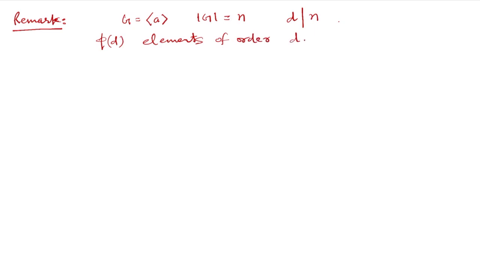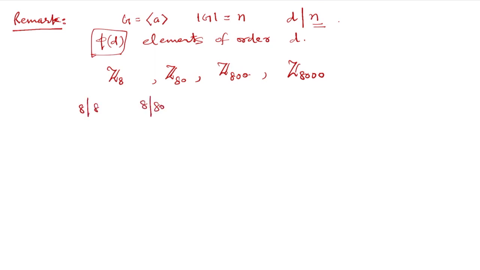But do remember that this phi(D) number of elements of order D depends only on D and not on the number n. For example, consider these groups: Z8, cyclic group of order 8, Z80, cyclic group of order 80, Z800, Z8000. So 8 divides the order of all these groups. 8 divides 8, 8 divides 80, 8 divides 800, and 8 divides 8000.